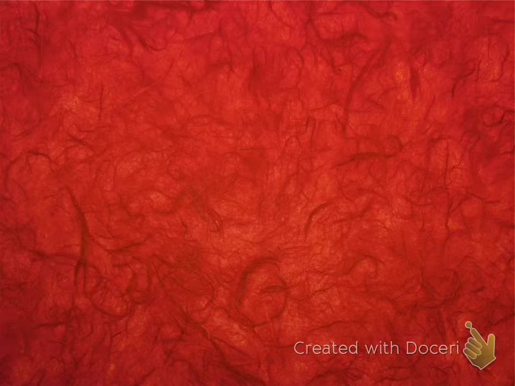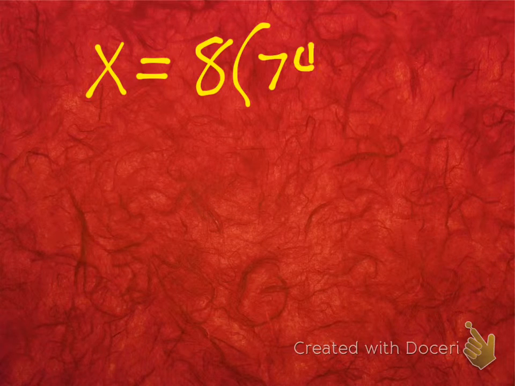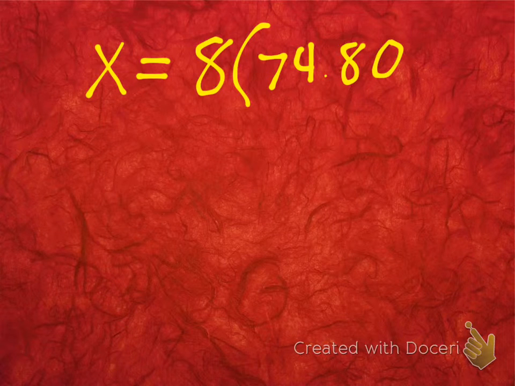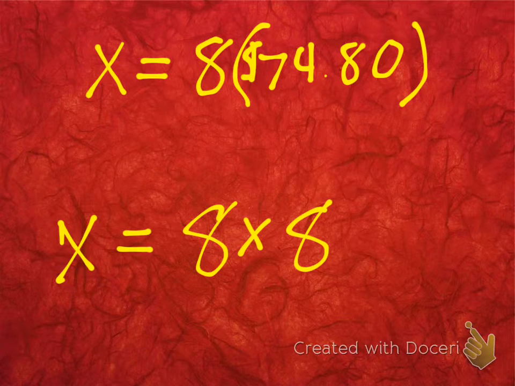Alright, number 11 is not nearly as bad. It gives us the formula x equals 8 times 74.80. Alright, it wants to know which one of these problems goes with that. A says Karen got $8 per hour for babysitting. Find the amount she was paid for babysitting 8 hours. Well, how would you figure out how much she was paid? 8 times 8. Is that what we have up here? No, so it's not A.